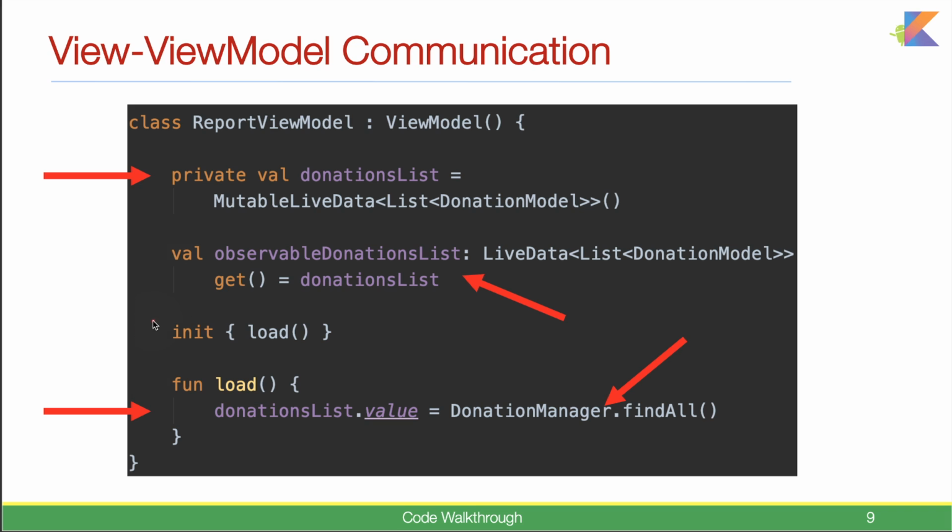And very similar to the example that we had, when we initialize our report view model and we get an instance of one, we will call this load function initially, hence inside our init block. And what that does is it assigns to the value property of our mutable data donations list, which is this one up here, our donation manager dot find all. So again, this is going back to our interface, so to speak, and our find all will retrieve a list of our donations. Okay.